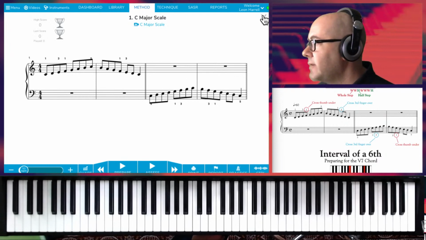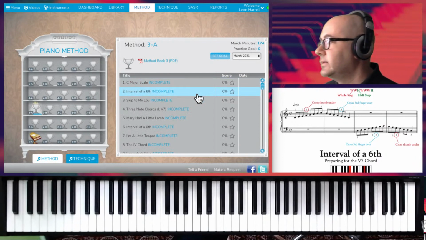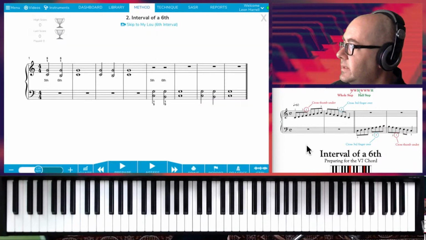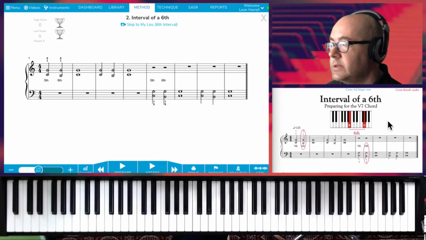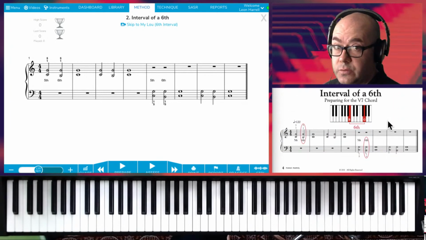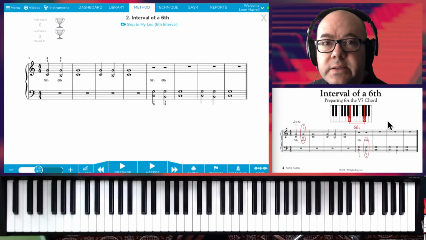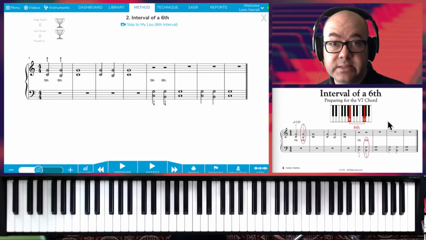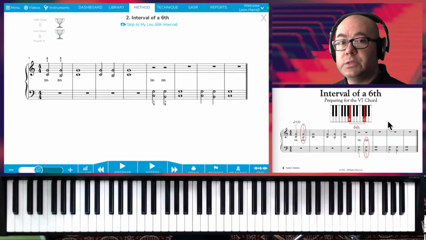So I'll go ahead and close out of the C major scale and move on to the next lesson, which is the interval of the sixth. And you'll see that here in the method book. It's going to introduce the interval of a sixth. And in some previous lessons, they had already introduced us to what is an interval, which is just the distance between two notes.